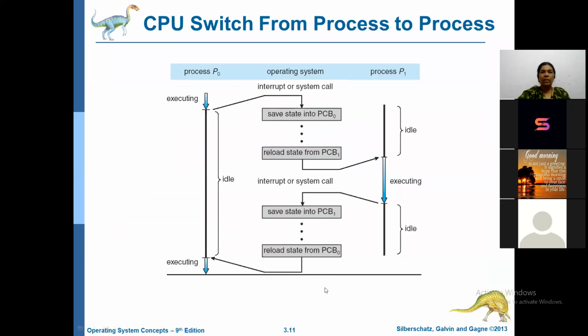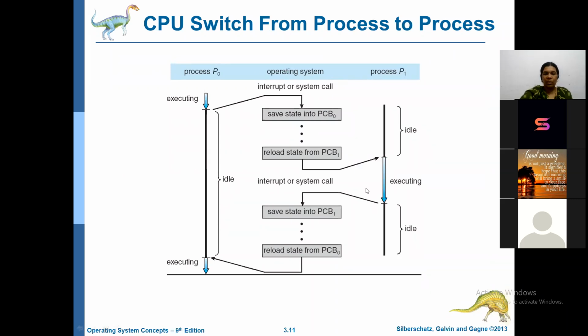So the next point, the last point from the process concept, is context switch. So the CPU switching from process to process is called a context switch. So the point is context switch. Switching the processor from one process to another process, and we are discussing that with the help of one example.